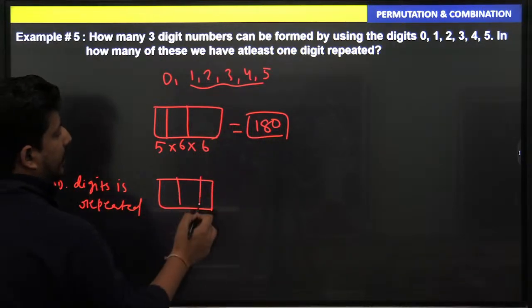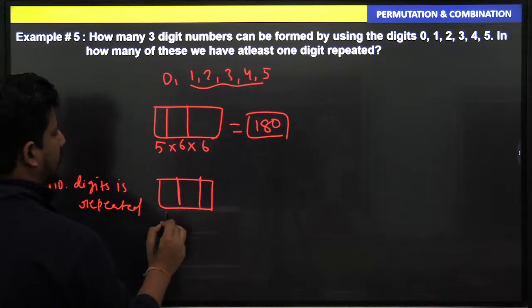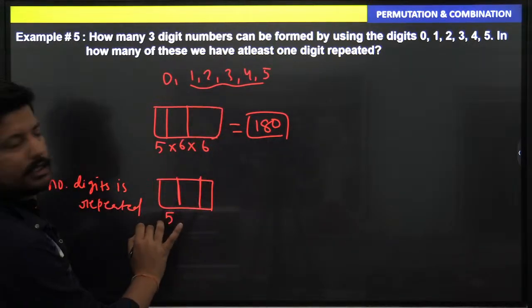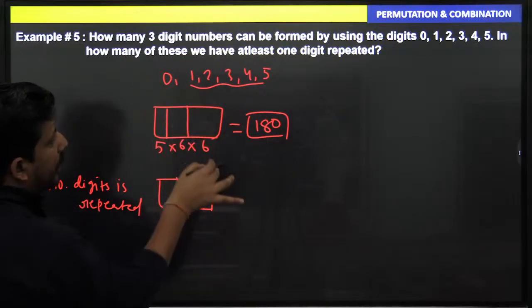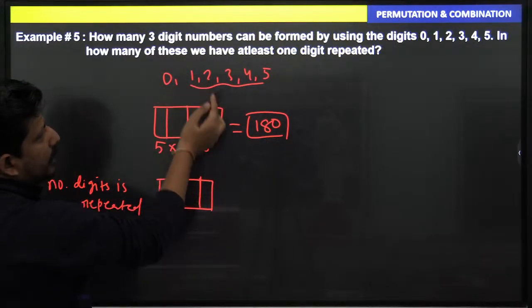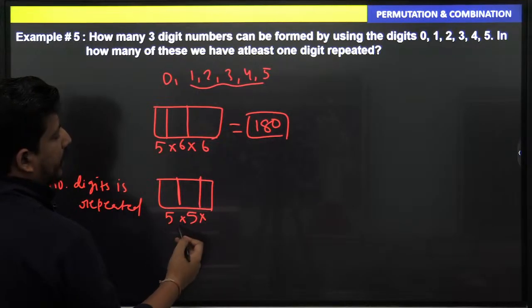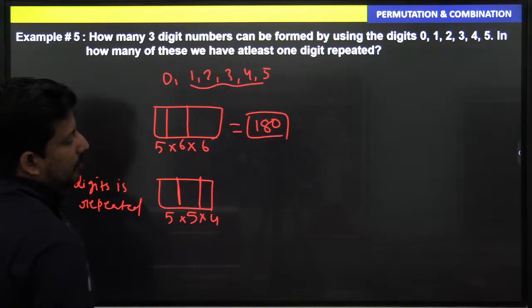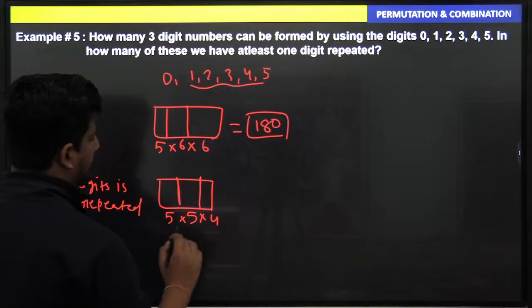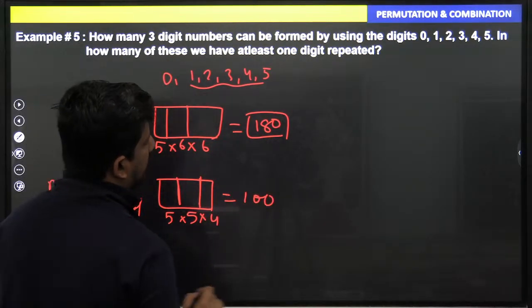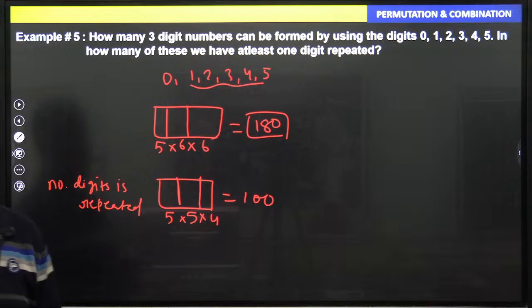Then you can see that if you have 3 boxes, the first box has 5 options. Any one of them is used here, and 0 is not. So 0 is again included. So 1 is gone and 1 is included, so here also 5 options. Now 2 is excluded, so here how many? 4 options. So 5, 5, 4. That is 100 numbers in which no digits are repeated.